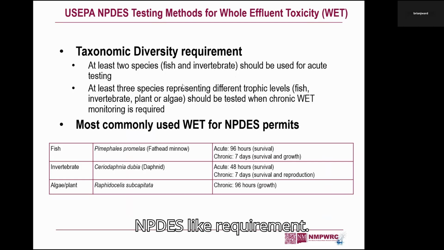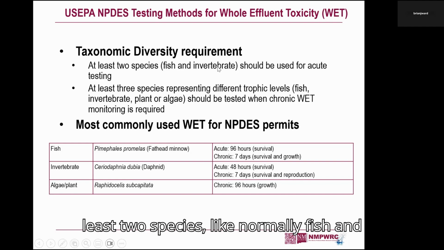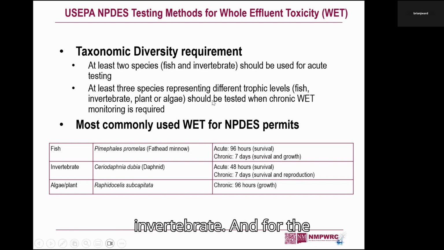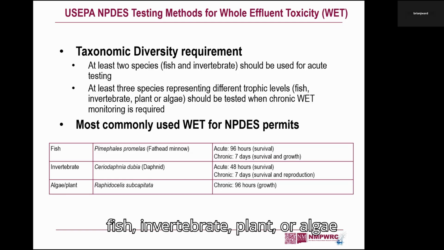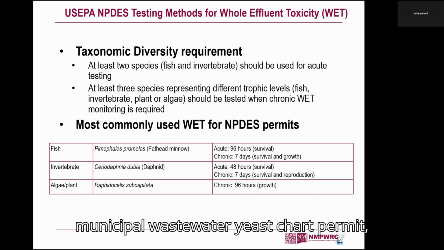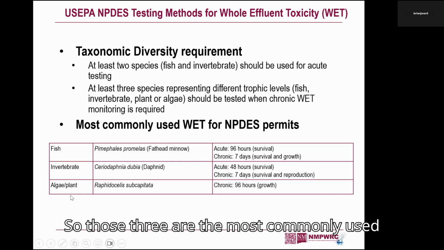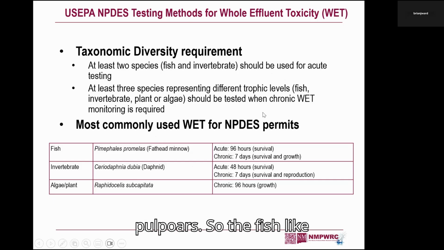We select those types of WET assays based on the NPDES requirements. For acute testing, we need at least 2 species, normally fish and an invertebrate. For chronic testing, we need 3 trophic levels of organisms, like fish, invertebrate, and plant or algae, to meet the requirement of taxonomic diversity, for a municipal wastewater discharge permit. Those 3 are the most commonly used organisms for permitting purposes.